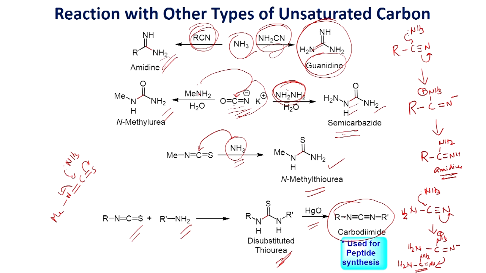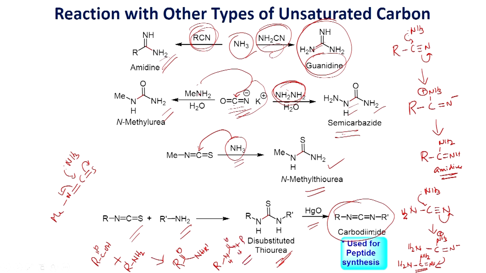For example, if you have carboxylic acid and amine, you can couple them together in the presence of the carbodiimide. This we call a coupling reagent. Then it can take water, and this will be converted into urea. Basically, it's a dehydrating agent.